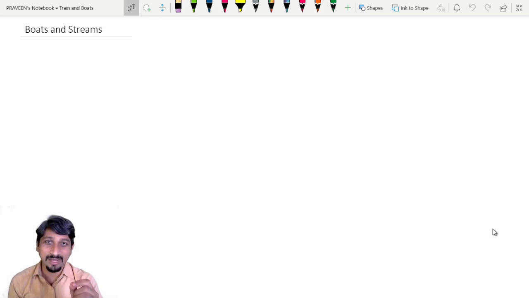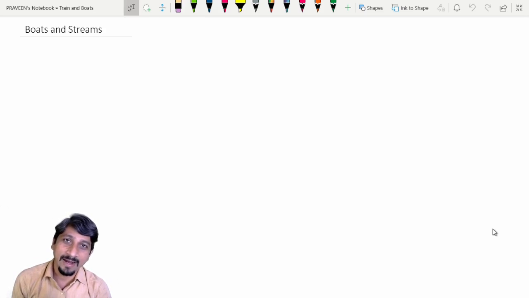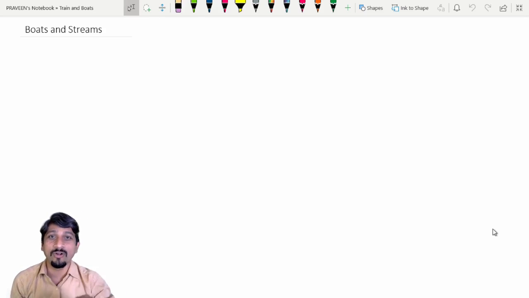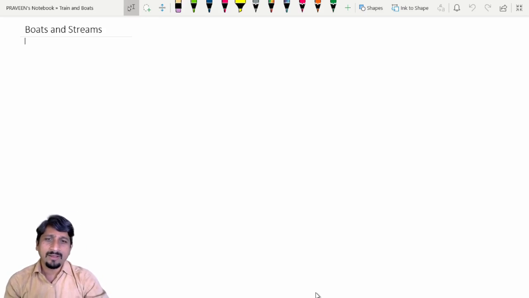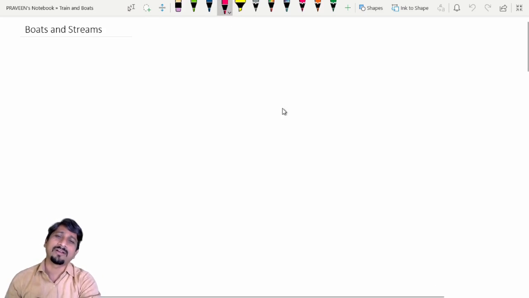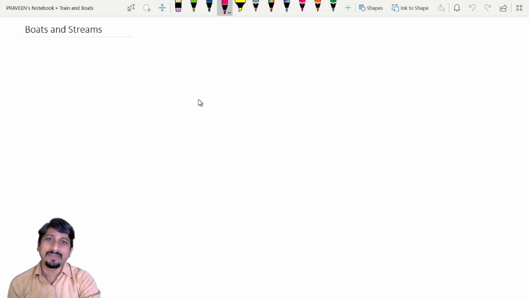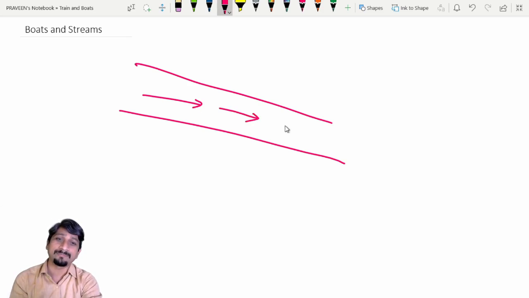Please listen to me carefully and catch those words which are very important here: the road is also now running. What do I mean? In all other questions like train problems or any other problems on time and distance, the road was stationary. Here, the road is also running. Say, for example, this is a river.